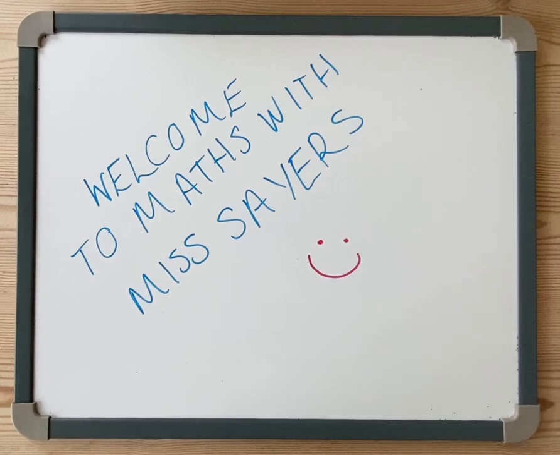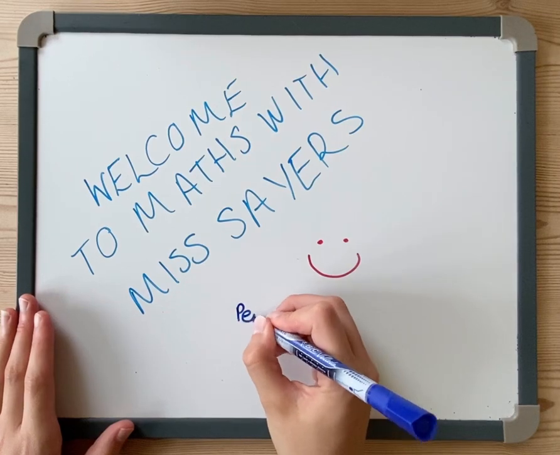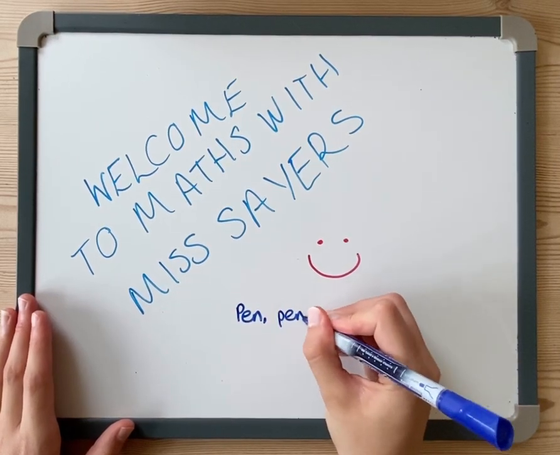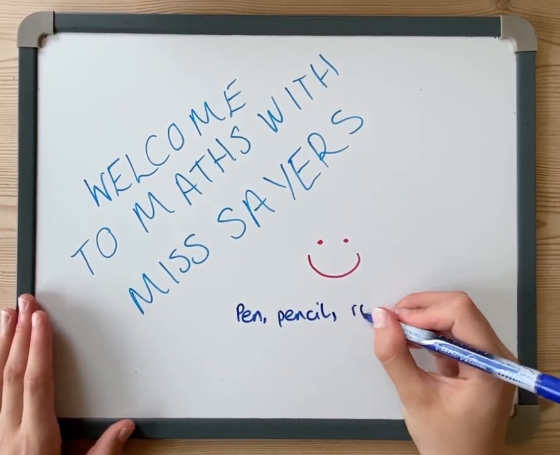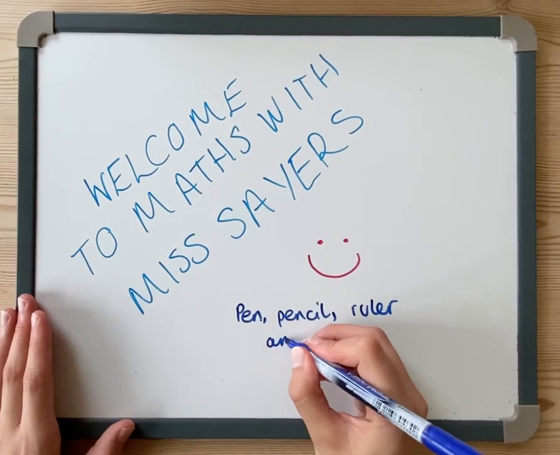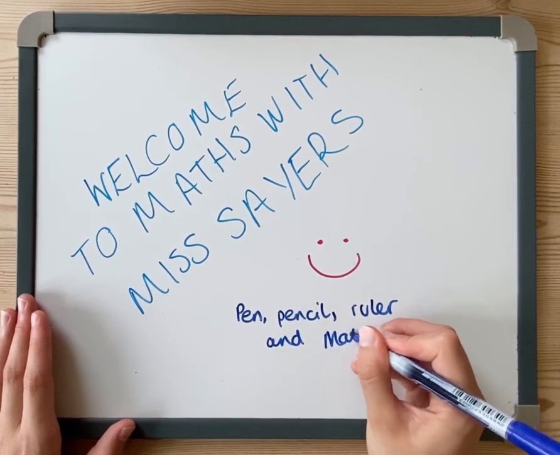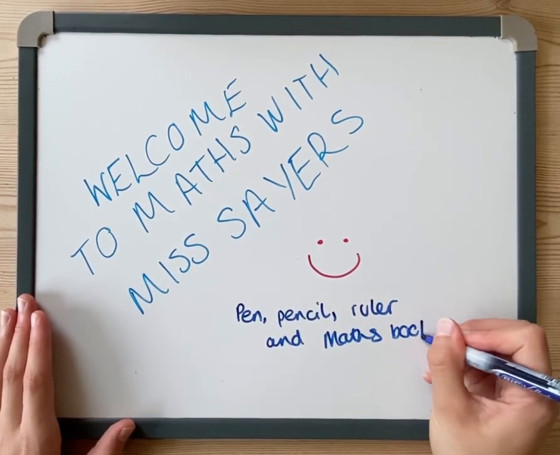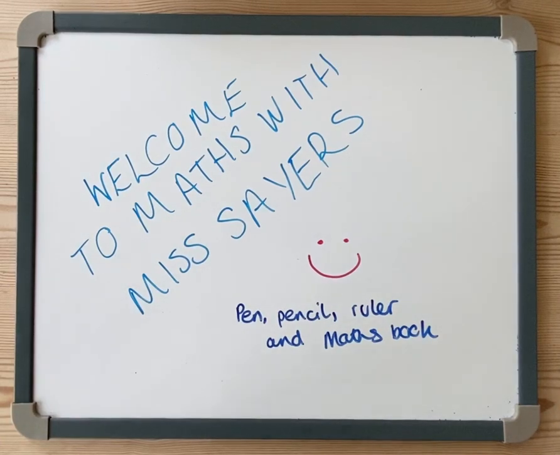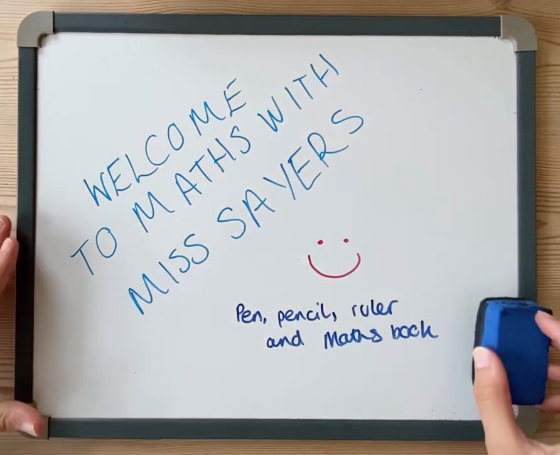As always, you are going to need certain things to be able to do this lesson. You will need a pen, pencil, because you should be drawing your diagrams in pencil, a ruler, and your maths book or Hegarty maths book, or just some paper if you run out of space in your books. If you don't have any of those things, pause the video now and go and get them. Right, I'm going to make a start.